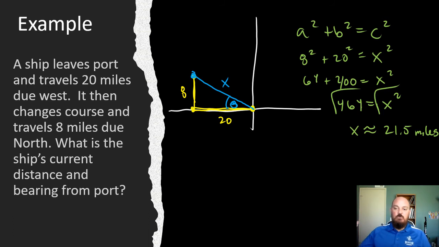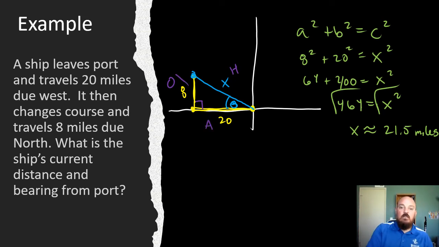So the ship traveled a total of 28 miles. It traveled 20 miles this way, 8 miles up. But if you're measuring straight line distance now, it's about 21.5 miles away. Now for the second part of this question, let's find theta. Now for theta, I'm going to be a little bit more careful. The right angle in my problem is here. That's where you turned directly right, from west to north. That makes the x the hypotenuse. If theta is in the bottom right, that makes the 8 opposite and the 20 adjacent.